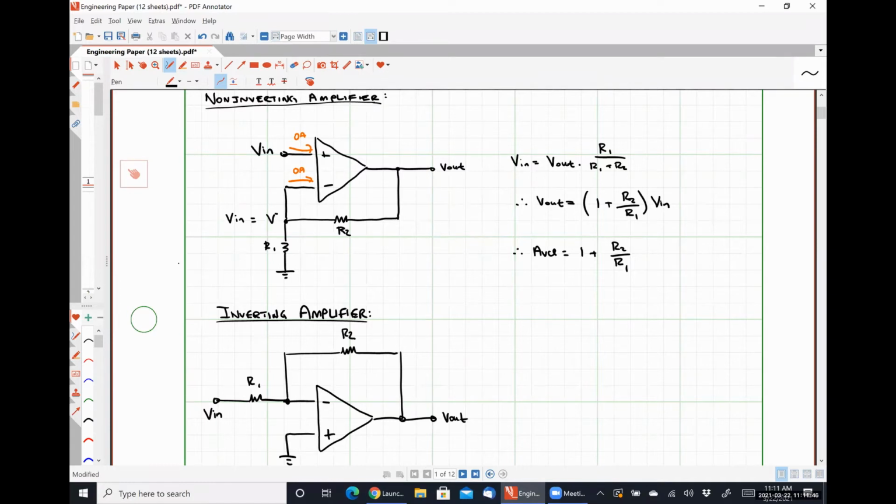Applying my ideal op amp rules, I know that this is 0 amps. This is 0 amps. This voltage right here, V minus, has to be what? 0, right?